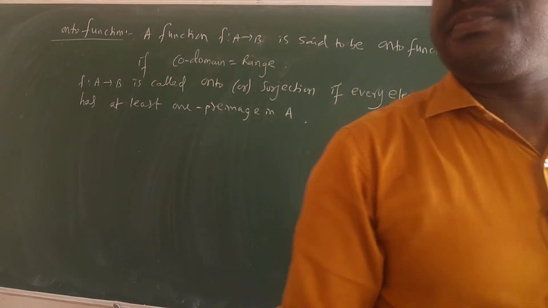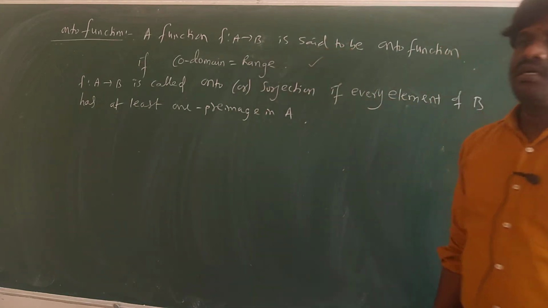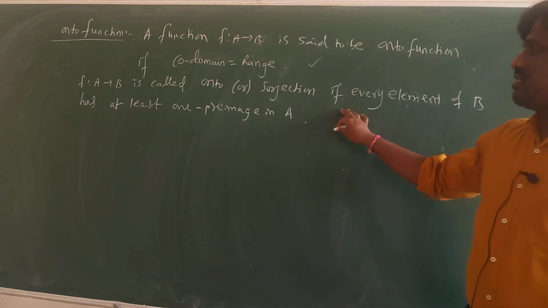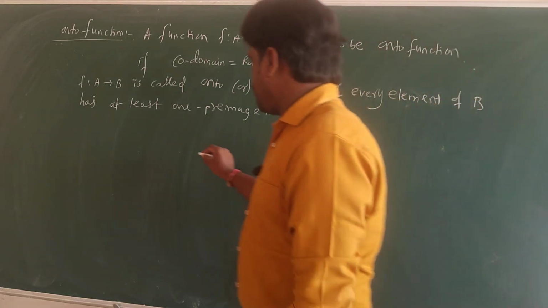This is the onto function here. A function f: A → B is said to be an onto function if codomain is equal to range. This is the easiest way to understand. Most of the texts use this definition. A function f: A → B is said to be onto or surjective if every element of B has at least one pre-image in A.